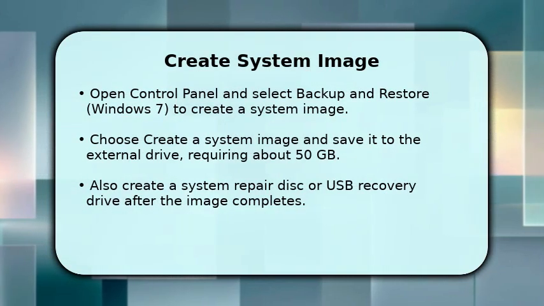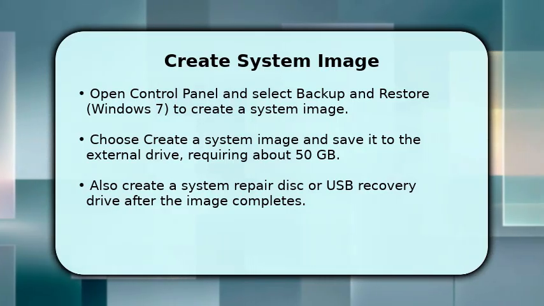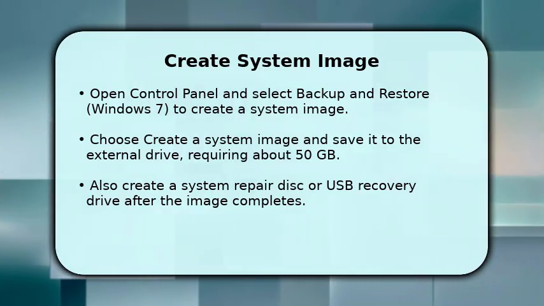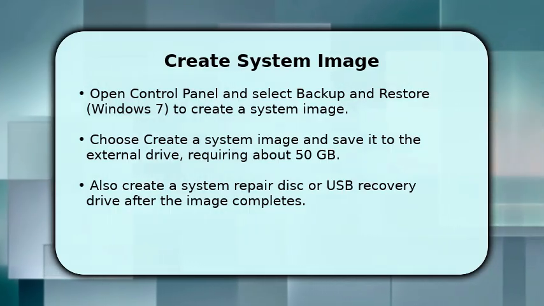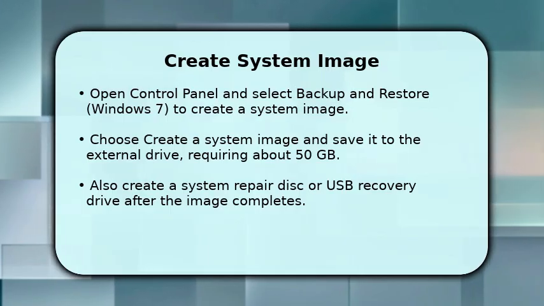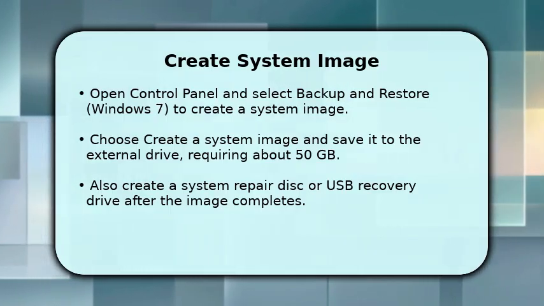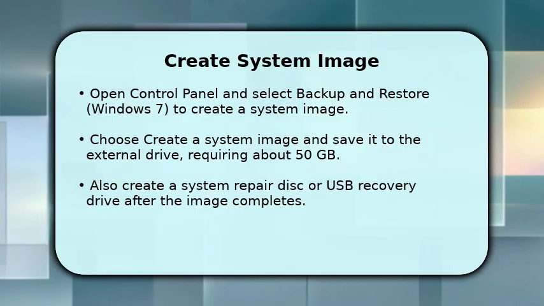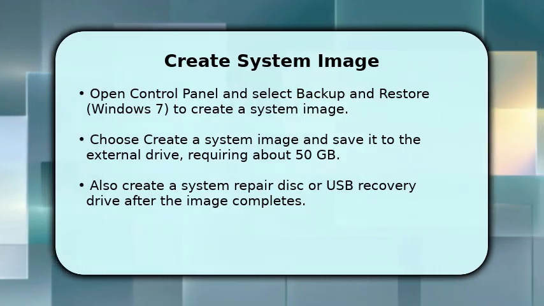Open Control Panel and select Backup and Restore labeled Windows 7 for legacy options. Click Create a System Image and choose your external drive as the destination. Expect the image to require approximately 50 GB or more depending on installed programs. Follow prompts to include system and boot partitions in the image file.